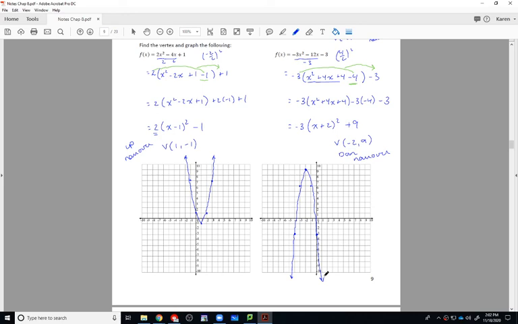The next video is going to teach you how to find the vertex in a different way, especially when they aren't easy to complete the square.